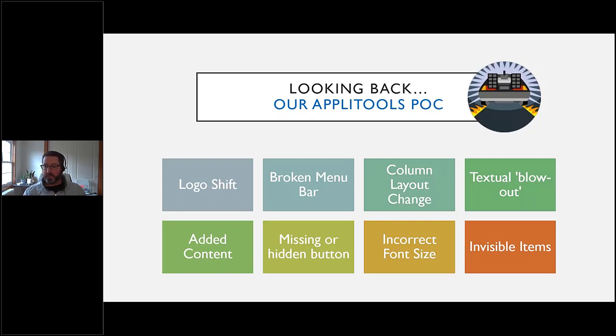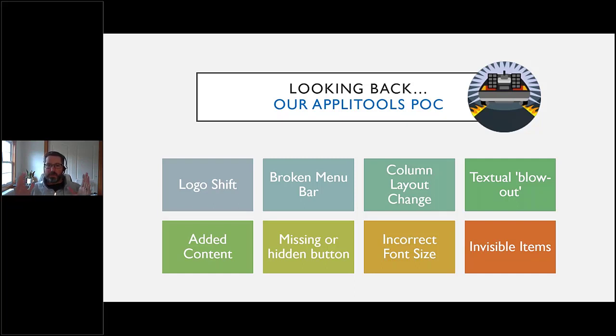Menu bars. Menu bars can break all the time. Maybe text blows outside of the menu bar. Maybe when you open up a menu, it's not going to show up just right. Or maybe the background doesn't show up when you open it. There's so many different things that can go visually wrong with a menu. Column changes. So that's where, maybe we had columns defined in a certain way and something changed unexpectedly to break that.